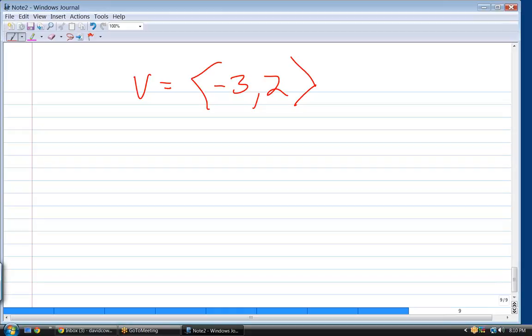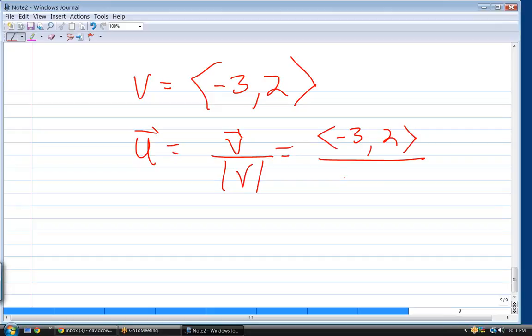And it wants to know what the unit vector is. So what would it be? What's the general formula for the unit vector? v over magnitude v. Which in this case is negative 3, 2 over the square root of 13. Okay. So the u vector, the unit vector, is minus 3 over root 13, comma, 2 over root 13.